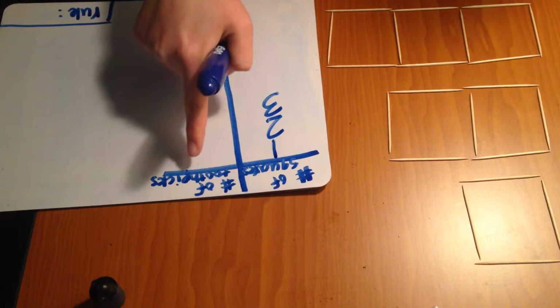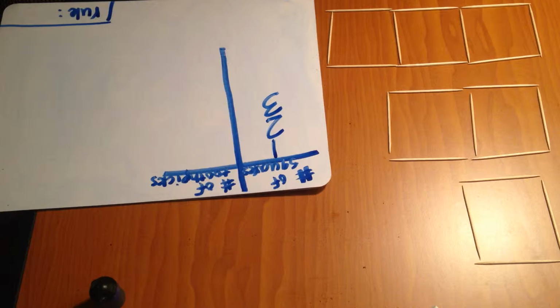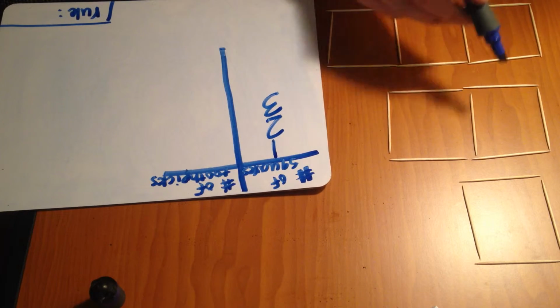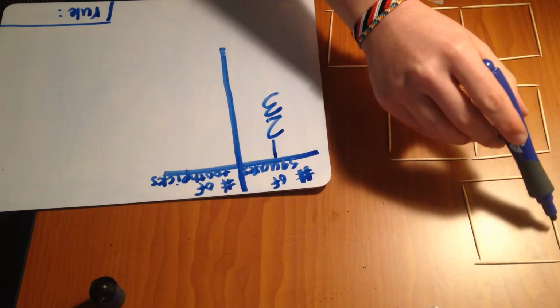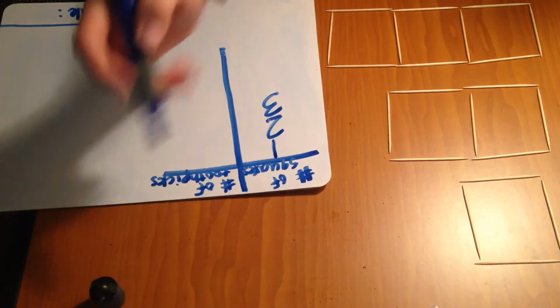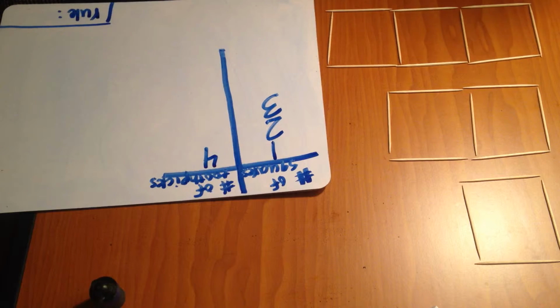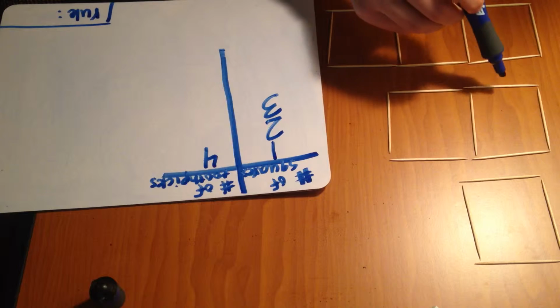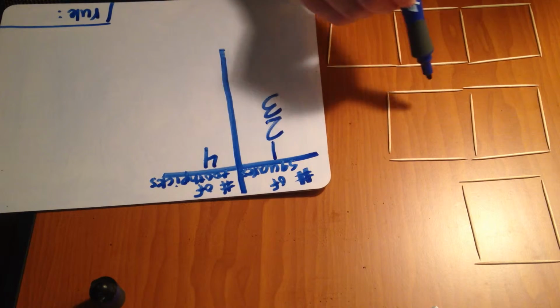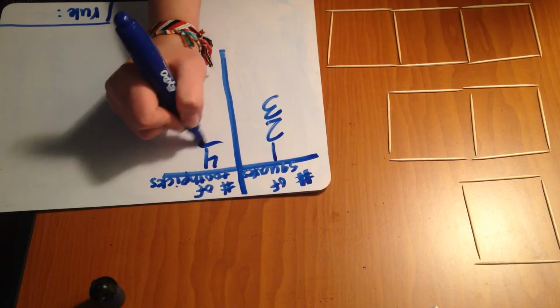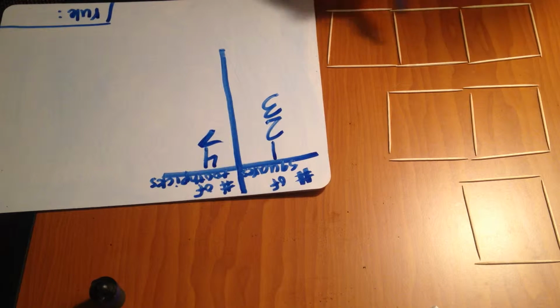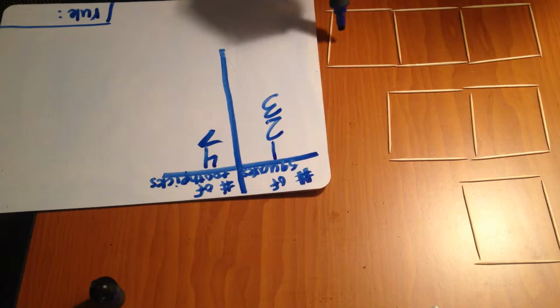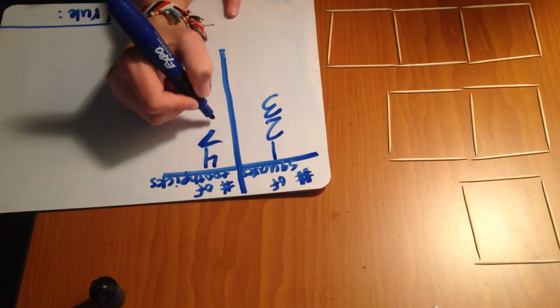Now what I need to find is the number of toothpicks in each figure. For my 1 square, I have 1, 2, 3, 4 toothpicks. For my 2 squares, I have 1, 2, 3, 4, 5, 6, 7 toothpicks. And for my 3 squares, I have 1, 2, 3, 4, 5, 6, 7, 8, 9, 10. I have 10.